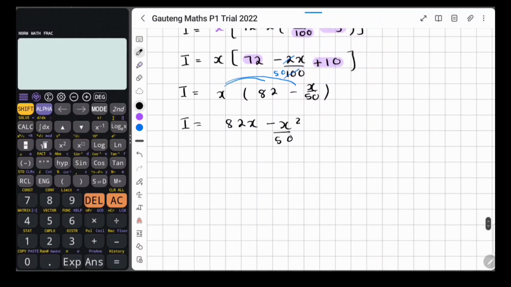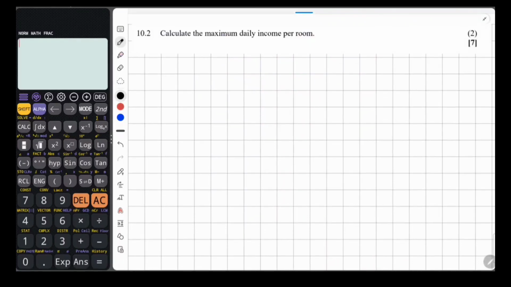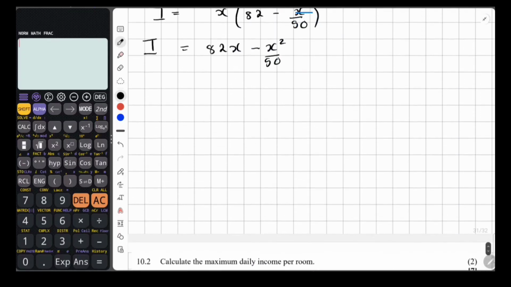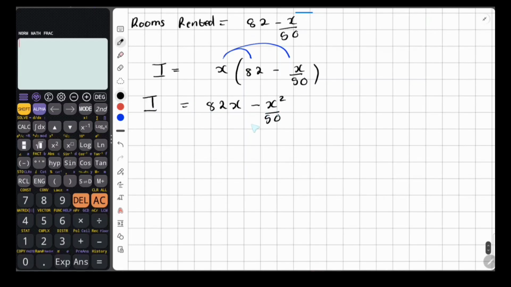And now moving on to 10.2. Okay, so 10.2 says calculate the maximum daily income per room. So the maximum income per room. We already know what the daily income is. This is the daily income per room. So we just have to find what is the maximum value of this. To find the maximum or minimum value, you have to derive this equation and then set it equal to 0.